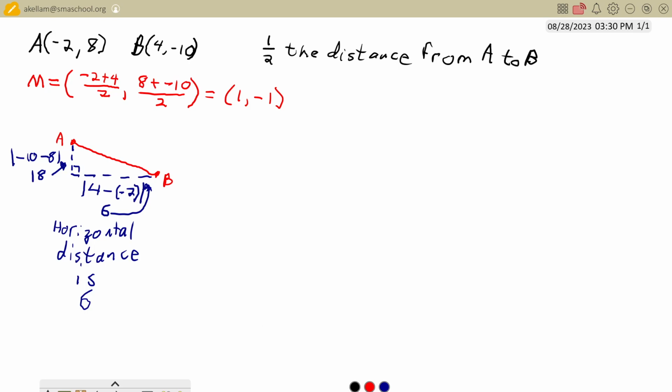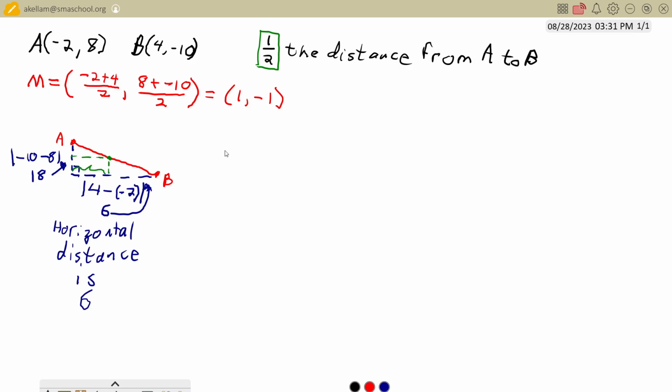So this is where we come into play with the fraction part of our problem. We want something that is half the distance from A to B. So roughly like there. And if we look at this, we essentially have half this horizontal distance, and we have half this vertical distance. So those are the values that we use.